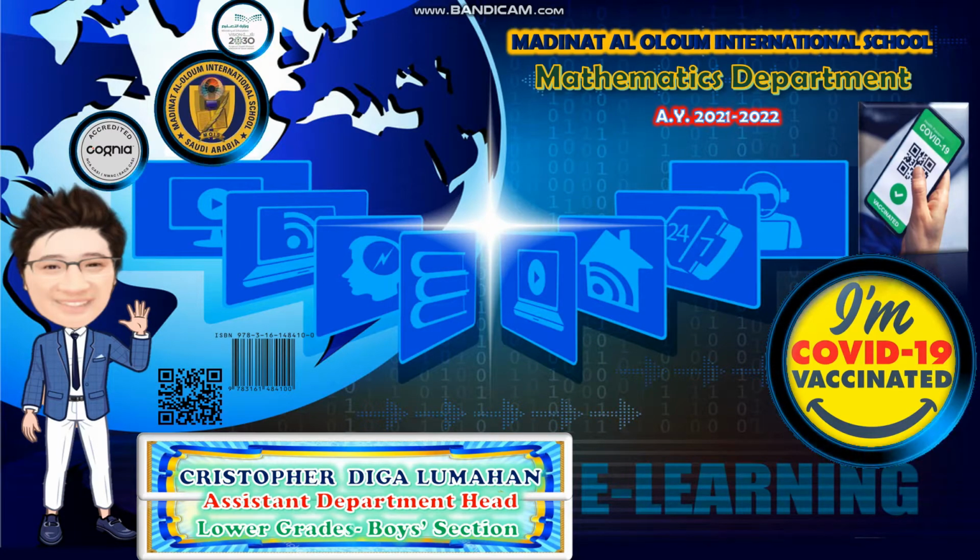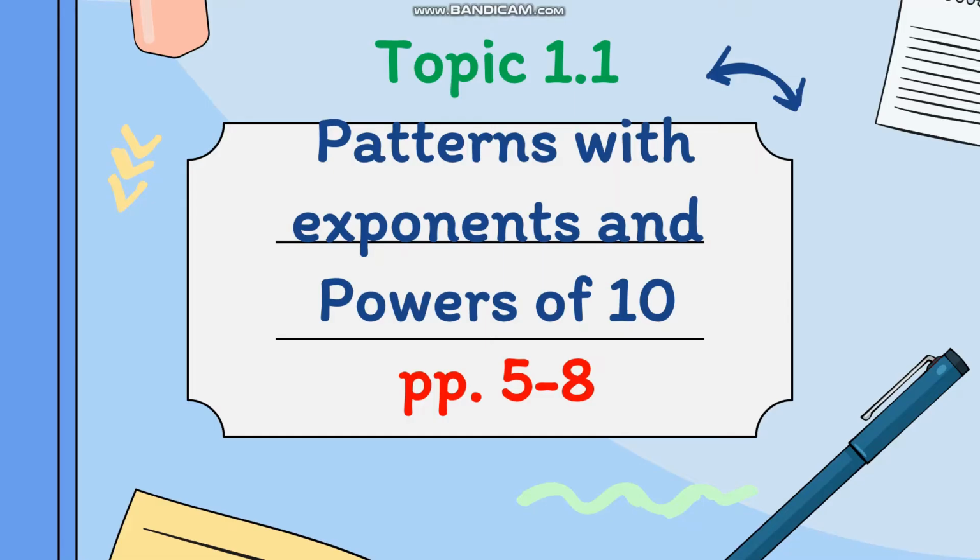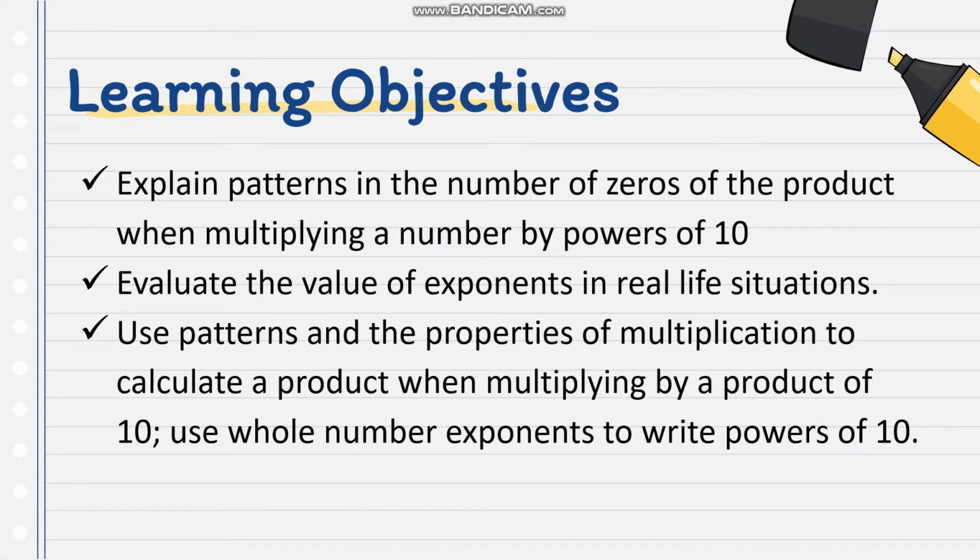Good morning, everyone. Our topic for today is Topic 1, Lesson 1: Patterns with Exponents and Powers of 10. You will find this lesson on pages 5 to 8 of your book. Here are the learning objectives for today's lesson.